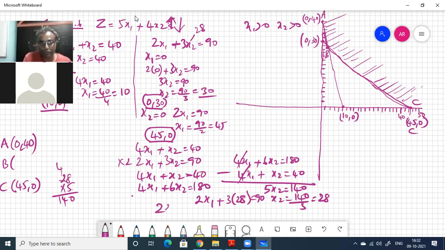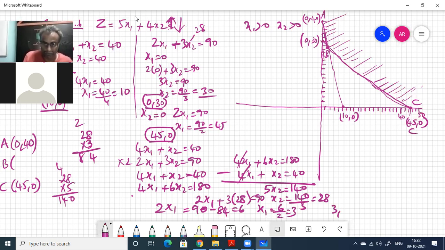Okay. So 2x1 is equal to 90 minus 3 into 28. How much is that? 3 times 8 is 24, 3 times 2 is 6, so 84. 90 minus 84 is equal to 6. 2x1 equal to 6. x1 is equal to 6 by 2 is equal to 3. So the point is 3 comma 28. The point is 3 comma 28.